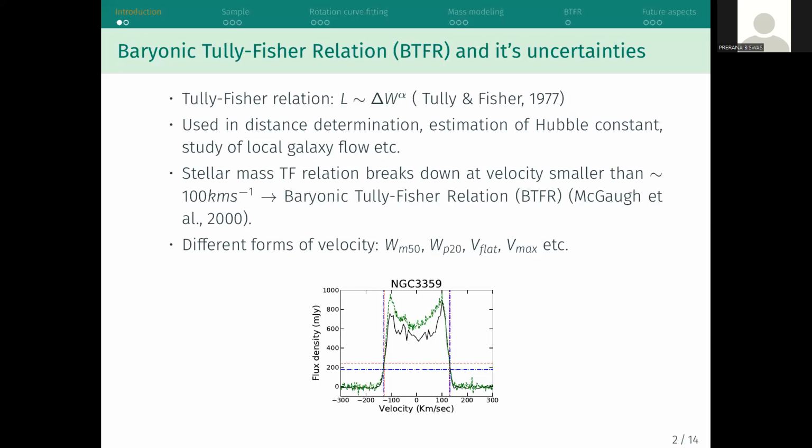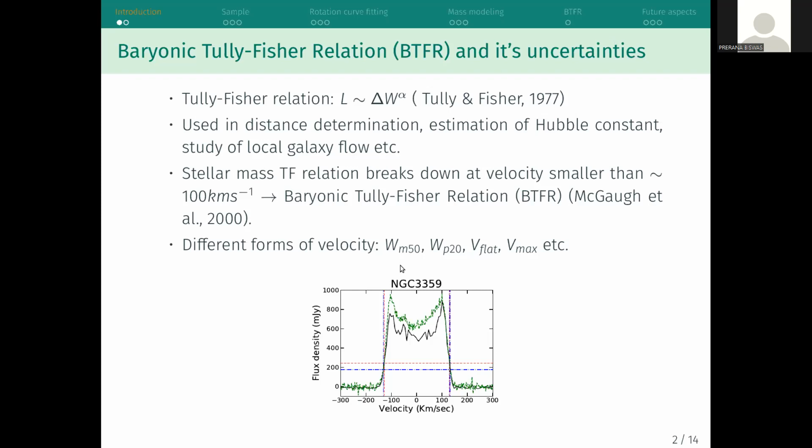So they provided that when stellar mass is replaced with the total baryonic mass, one recovers a single linear relationship over almost 5 decades of baryonic mass. Okay. Now, to establish this relationship, different forms of the velocities have been used in the literature.